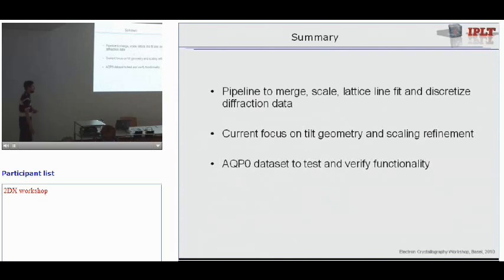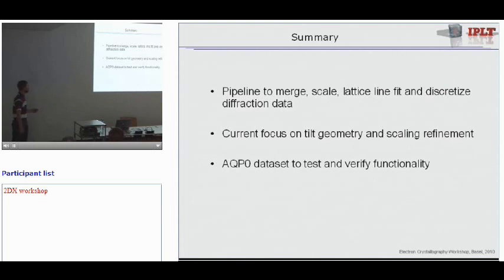Okay. Oh, I think I'm quite fast today. So I'm ready at summary. So we have in IPT the pipeline to merge, scale, do a lifespan fit, and discretize data set, the diffraction data set. We also have an implementation for the tilt geometry scale, tilt geometry refinement, and for the scaling refinement. But that's my current focus. So that's still work in progress.